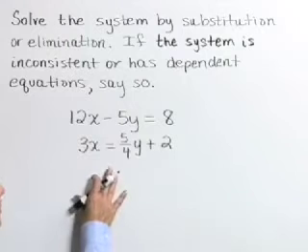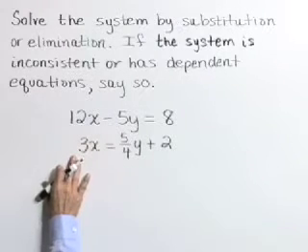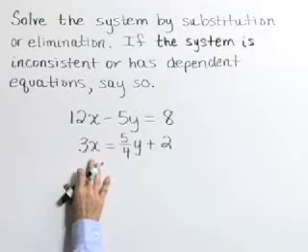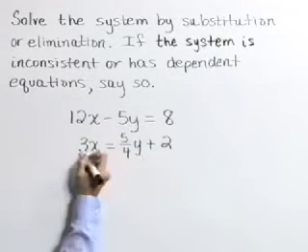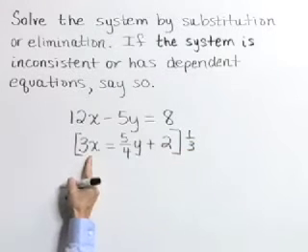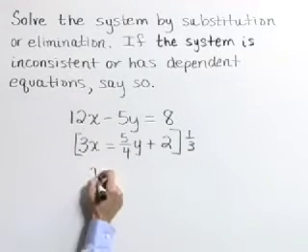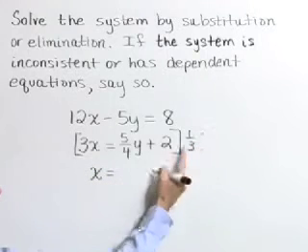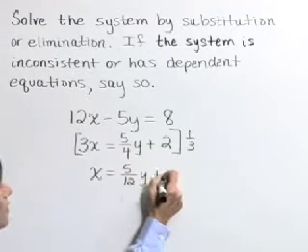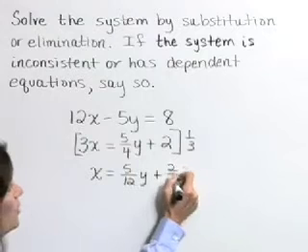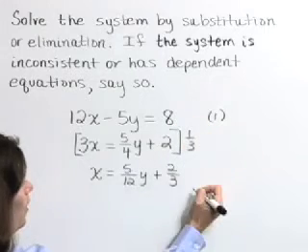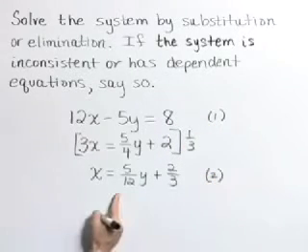I'm going to choose to solve this system by substitution because in our second equation here we have x almost solved for. It's almost isolated. So let's start with the second equation and multiplying everything through by 1/3 in order to isolate x. 1/3 times 3x is x. 1/3 times 5/4 y is 5/12 y, plus 1/3 times 2 is 2/3. So I'm going to denote these as equation 1, and let's call this equation 2.